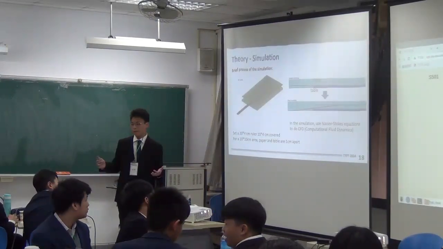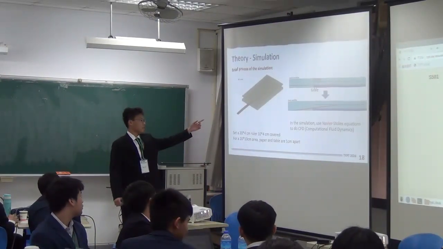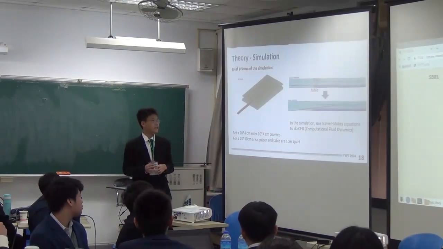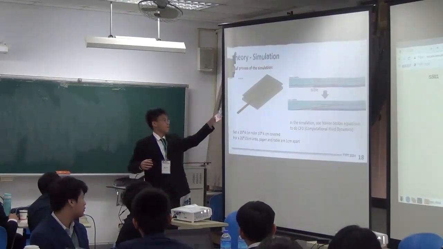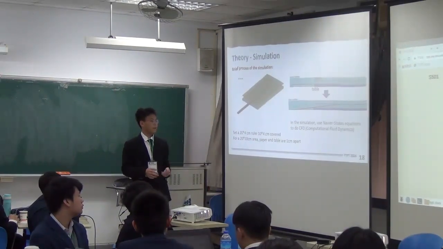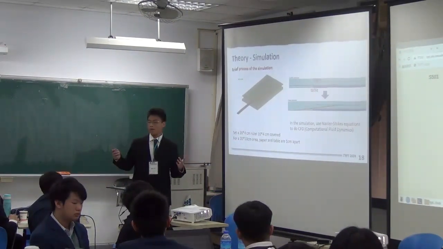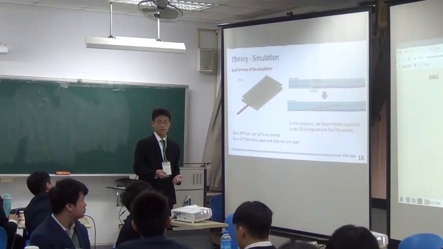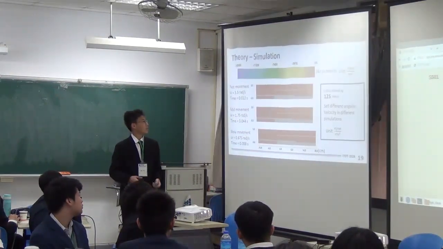And then here's a brief process of my simulation. Here's a 3D layout of the thing I created, and I'm going to simulate from the initial condition to the final condition, in which the ruler touches the paper. In the simulation, it uses the Navier-Stokes equations to do the computational fluid dynamics. And so here's the simulation.